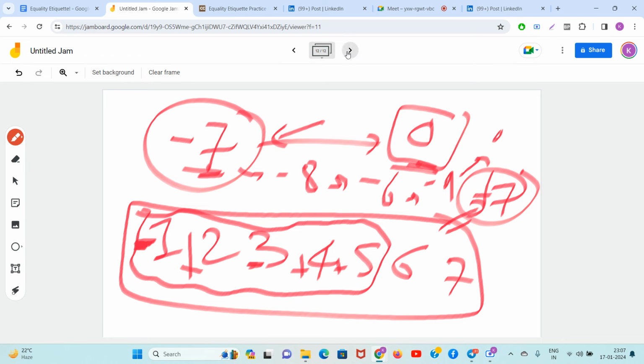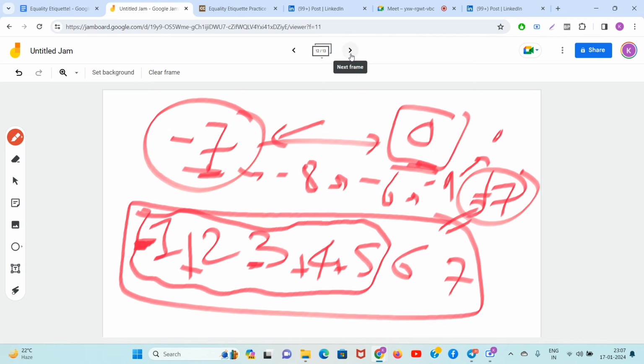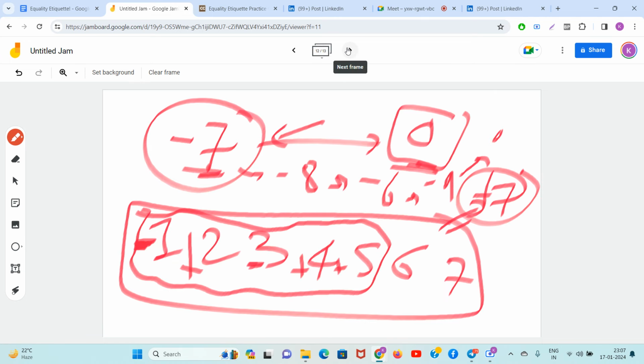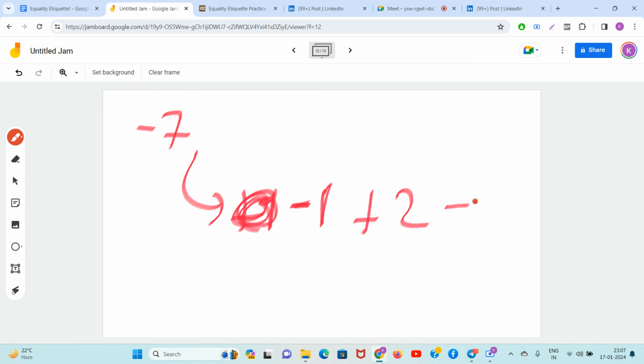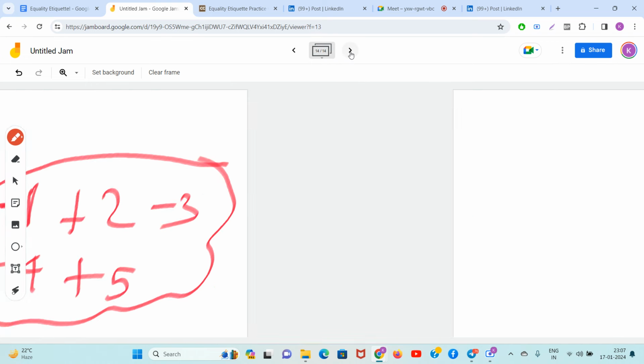So guys, on this minus 7, first I will do minus 1. Then I will do plus 2. Then I will do minus 3. Then plus 4. Then plus 5. Alternate signs does not matter here. I will explain that to you in a second.